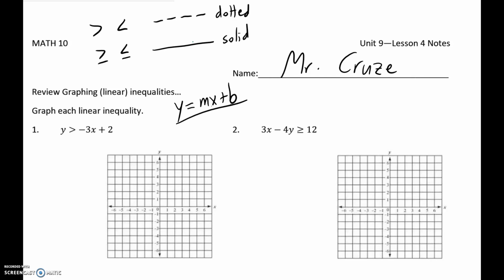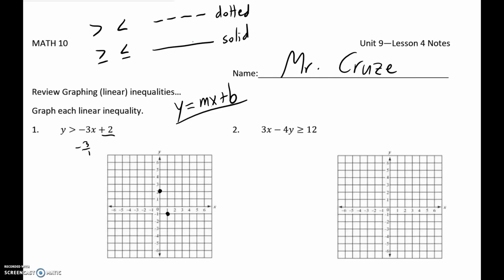You'll see. So here we have number one, y is greater than negative 3x plus 2. Notice it's in that form, mx plus b. So I'm going to graph it very similarly to what we did yesterday. I'm going to start at the y-intercept on the y-axis, and I'm going to move my slope. My slope is negative 3 over 1, so I'm going to go down 3, right 1, and put a dot.